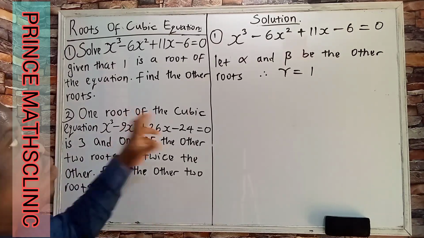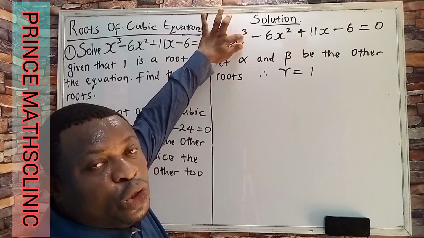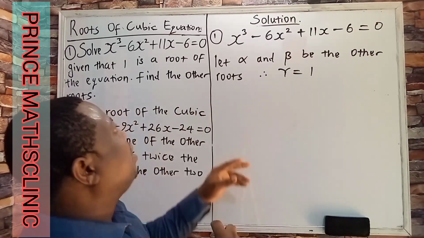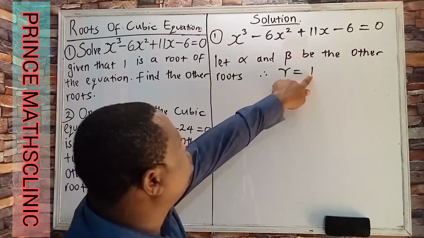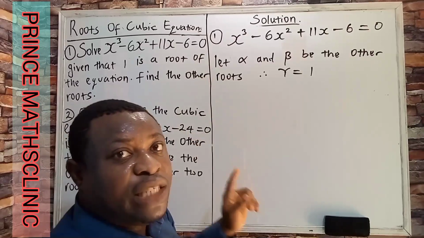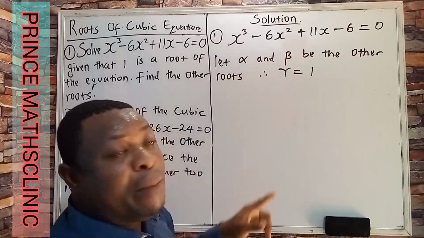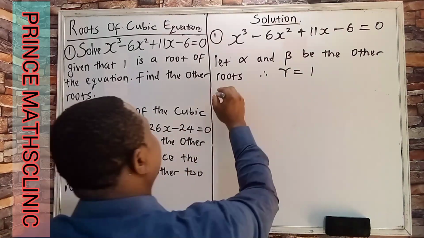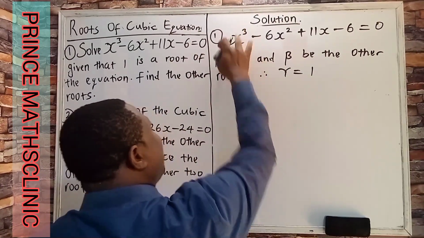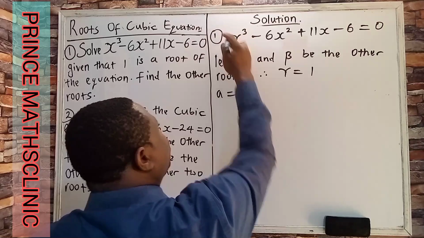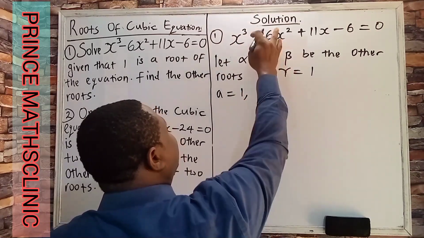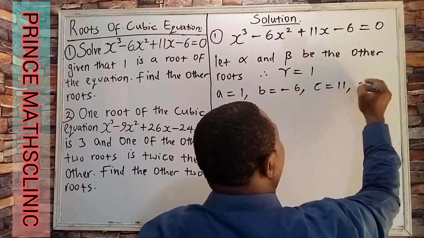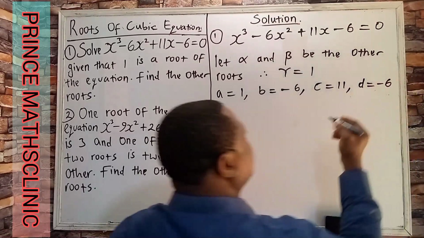Remember, we are looking for the other roots. Because it's a cubic equation, we are expecting 3 roots. We know that one of the roots is 1 from the question, so we make alpha and beta the other 2 roots. In this equation, a is 1, b is negative 6, c is positive 11, and d is negative 6.